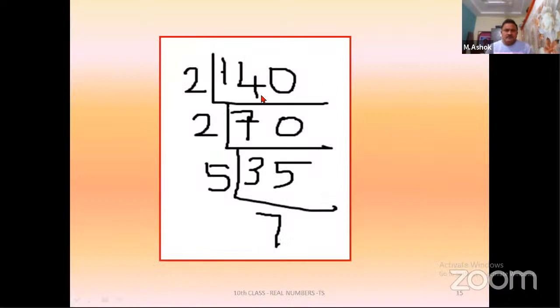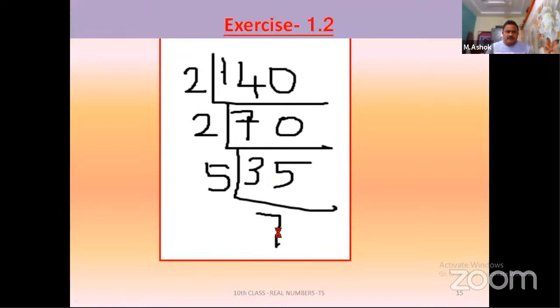First of all, do like this. 2 7s are 14, 0. 70 is not a prime number. Again divide with 2. 2 3s are 6, 1 is the remainder. 2 5s are 10. So 35 is not a prime number, so it can't be divided with 2 and 3. So divide with 5. 5 7s are 35. So the prime factorization of 140 is 2 into 2 into 5 into 7.